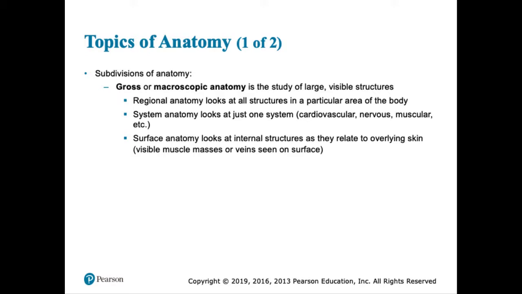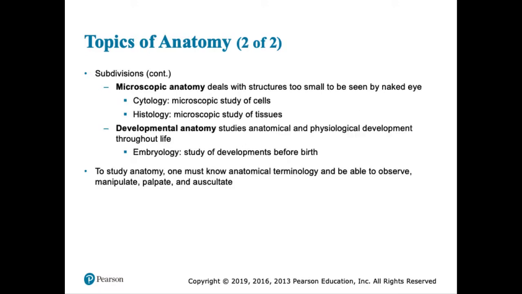We also have surface anatomy. Surface anatomy looks at internal structures as they relate to the overlying skin, such as visible muscle masses or veins seen on the surface. So while gross anatomy covers these outward structures, you might see some that look regionally or systemically, as opposed to just the entire system.